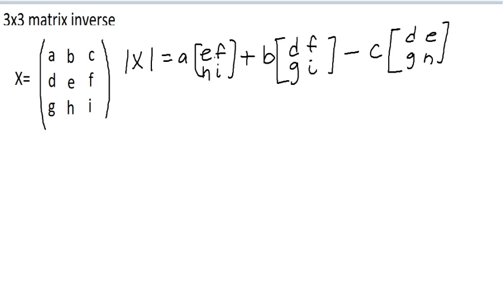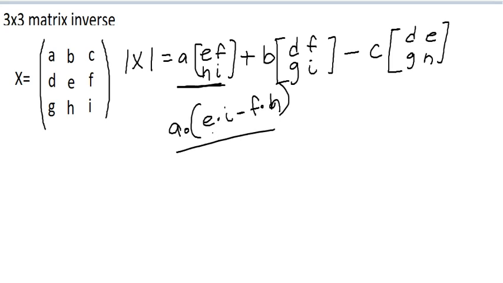To get the determinant of what's on the inside, this is how we do it. Let's take this example. I'm going to show you just for this, and I'm sure you can figure it out for the rest. So you get the value of this: A into E into I minus F into H. So that will give you the value of this.